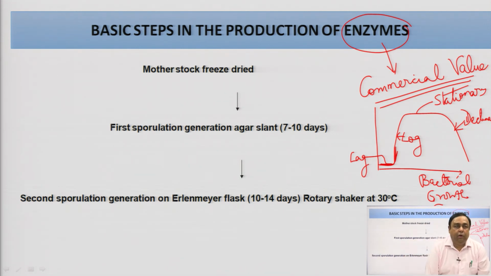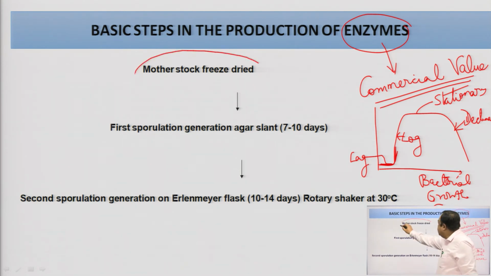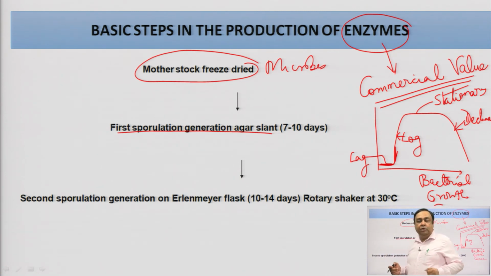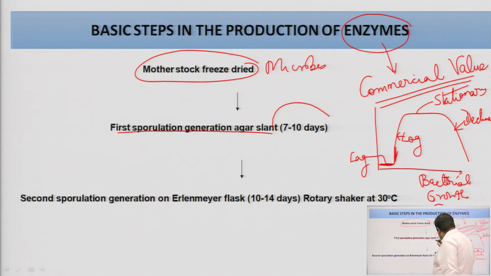This process is called sporulation, and we have to take the freeze dried microbes and then prepare the first sporulation generation agar gland, where the nitrogen content of the nutrition will be lowered, and as we go further, the nitrogen content needs to be gradually, steadily increased. So, the first sporulation generation agar gland has to be prepared. It generally takes a period of 7 to 10 days.